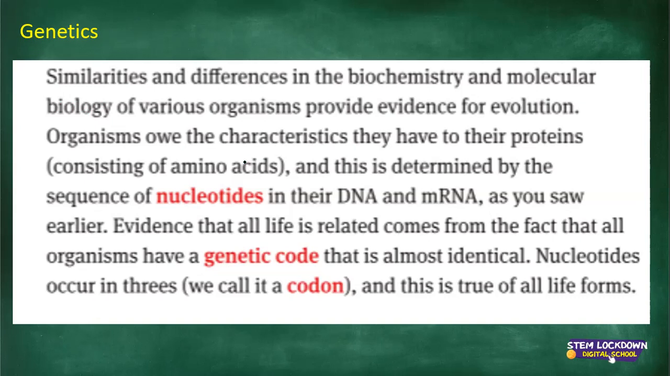Evidence that all life is related comes from the fact that all organisms have a genetic code that is almost identical. Nucleotides occur in threes, which we call codons, and this is true for all life forms. So this is the evidence here, the genetics. This shows that all life forms are related. Why? Where did we get that idea? From genetics. Why? We all have the same nucleotides.